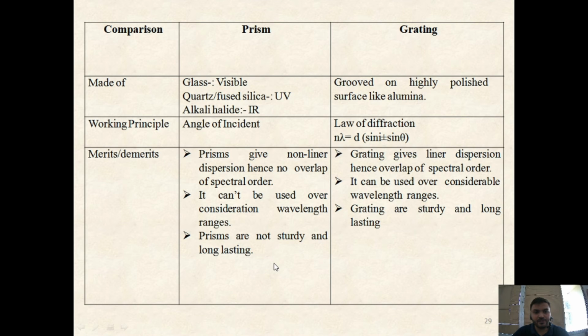It could break. So merits of grating: grating gives linear dispersion, hence overlap of spectral order. It can be used over considerable wavelength ranges. Gratings are sturdy and long lasting.